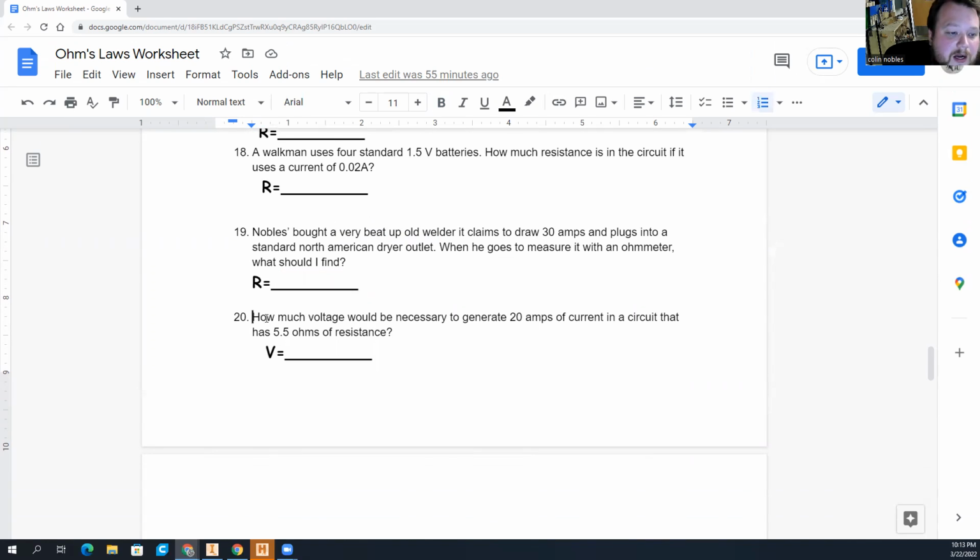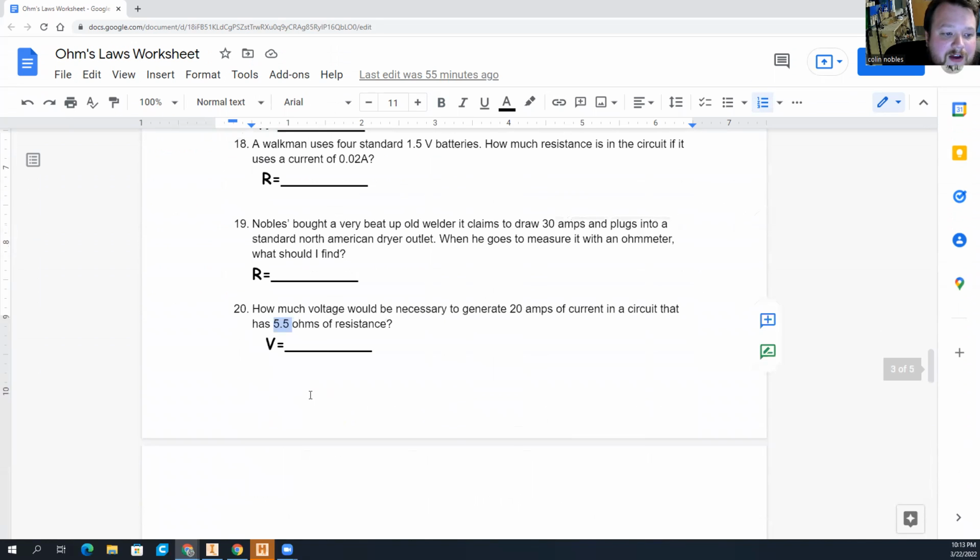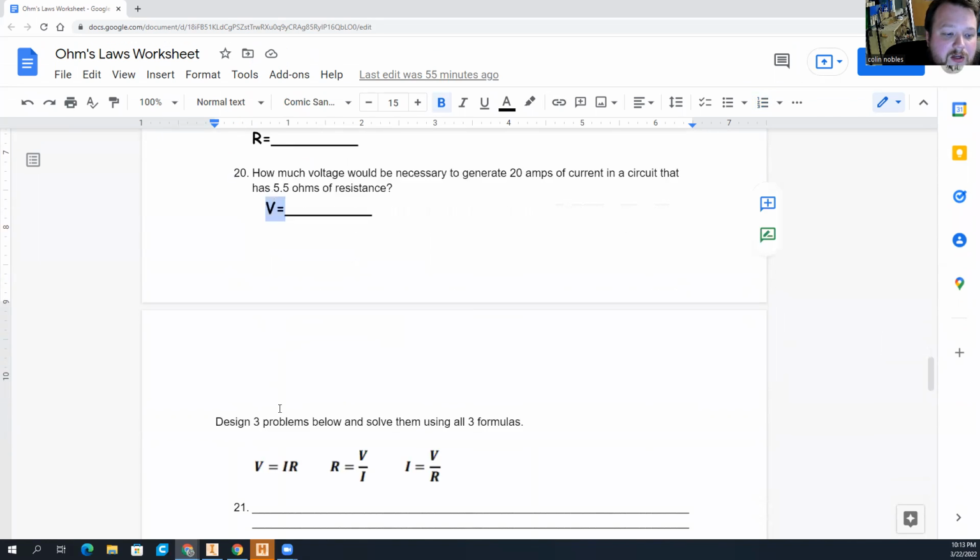This is another voltage problem. How much voltage would be necessary to generate 20 amps of current in a circuit with 1.5 ohms of resistance? Again, we're just using our formulas up there. We're looking to find voltage here, so you should know what formula to use.